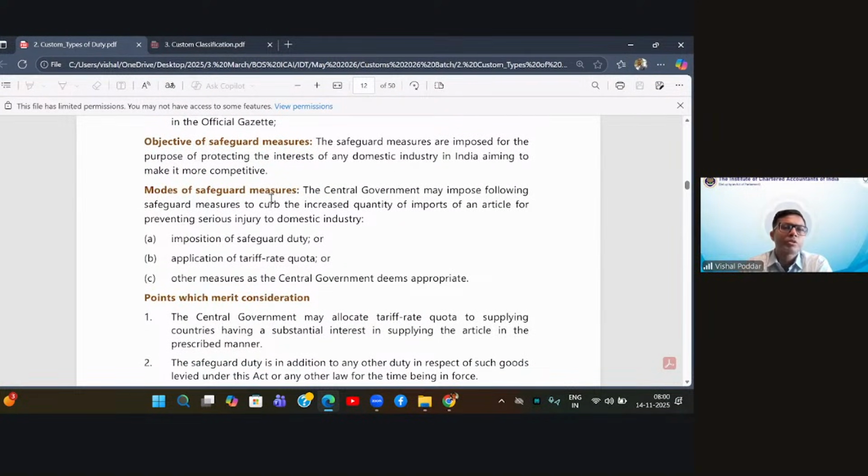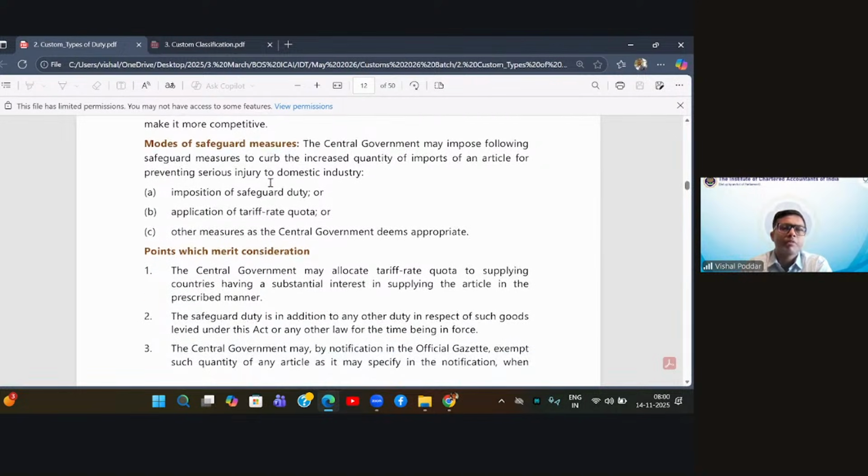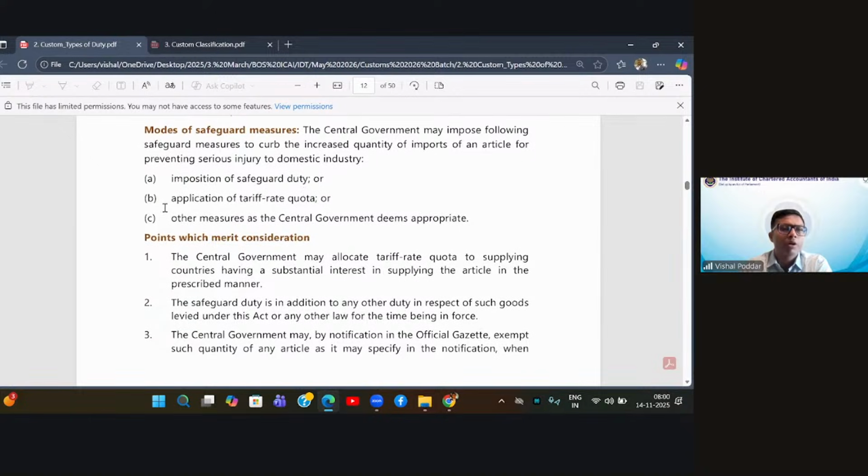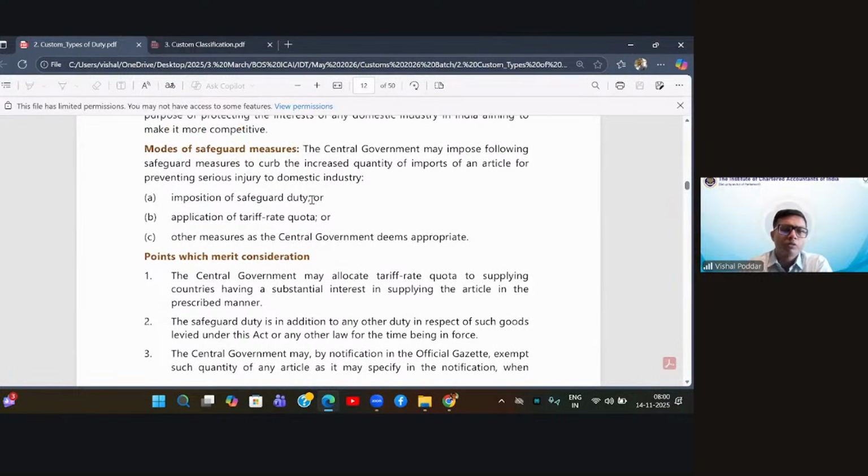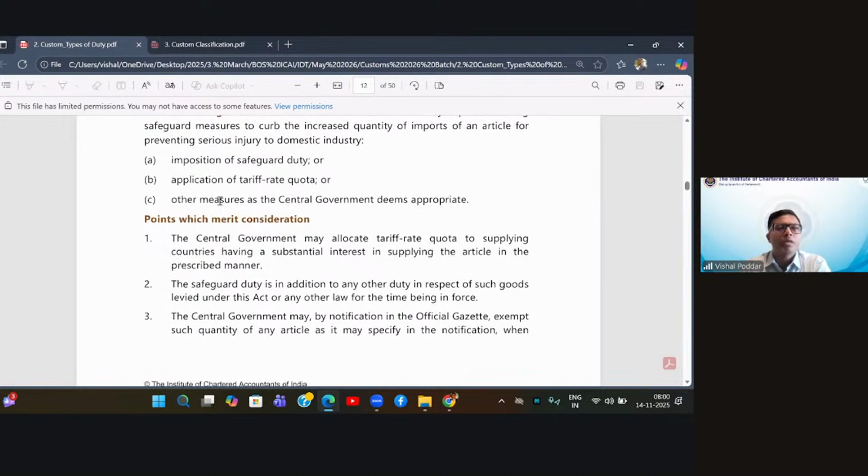Now, what are the modes of the safeguard? The modes of safeguard are, first, imposing the safeguard duty or application of tariff rate quota, what we are seeing in the case of Trump. So what is tariff rate quota? One, the rate can be enhanced; two, some limit can be fixed, which is what is called the quota, that beyond this we will not allow the imports. Other measures the government may deem fit.